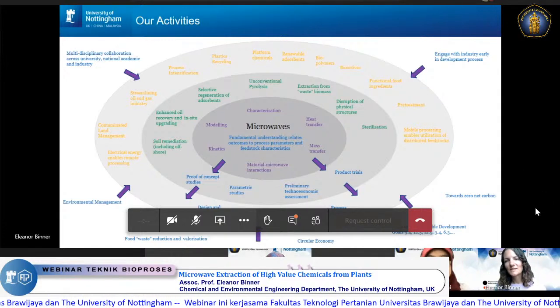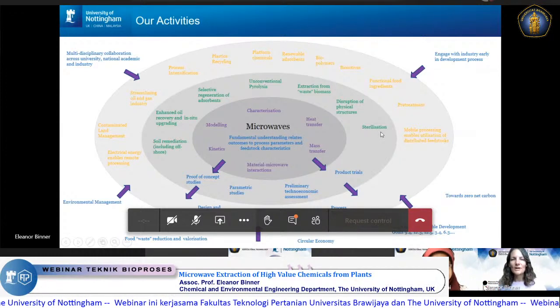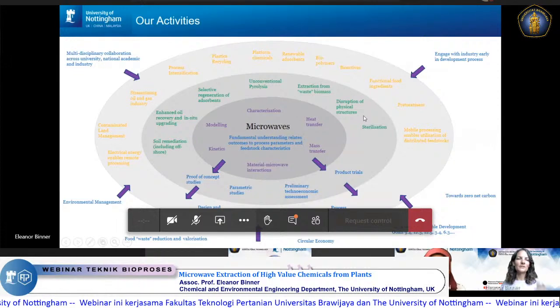Yes, we can see the pointer. So it's okay when I'm pointing? Yeah, good. It's okay.